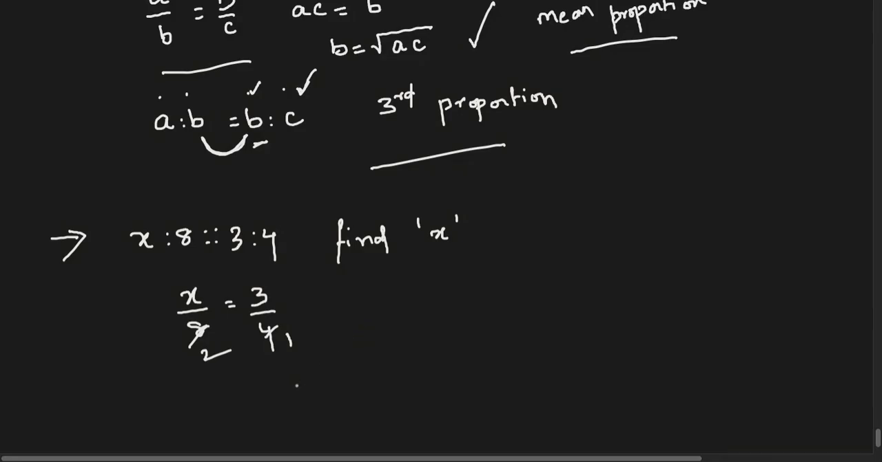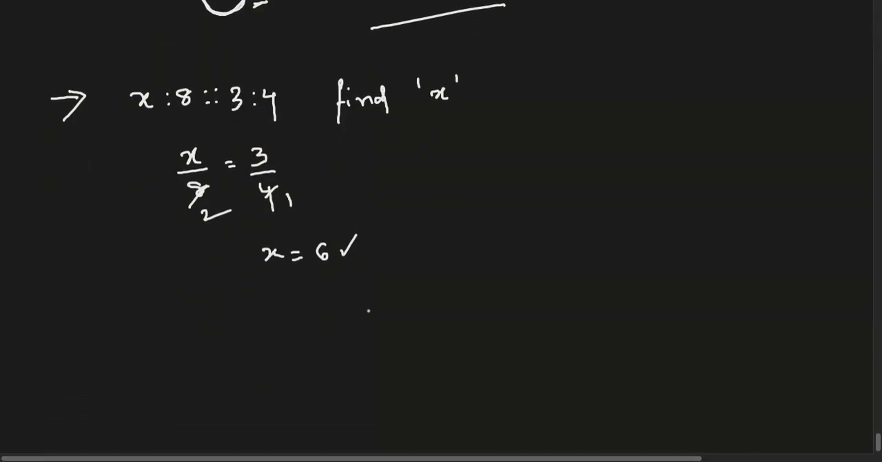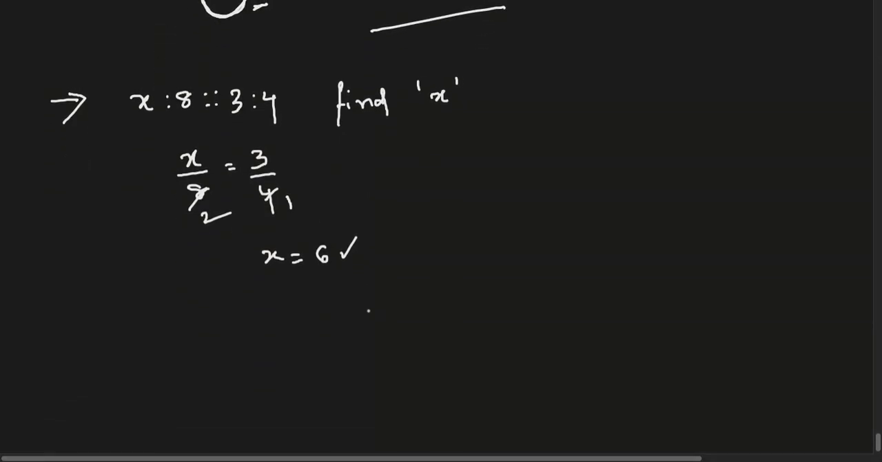Cross multiply, x equals 2 3s are 6. The value of x is how much? 6. Got it? Now, next problem, we'll do an exercise problem now.